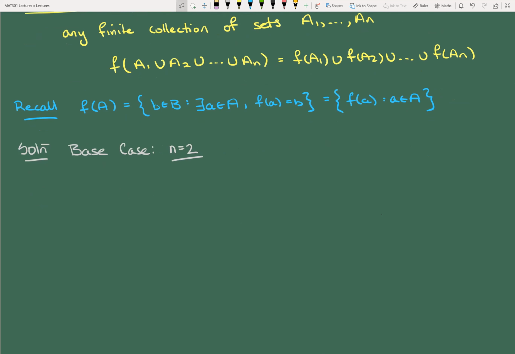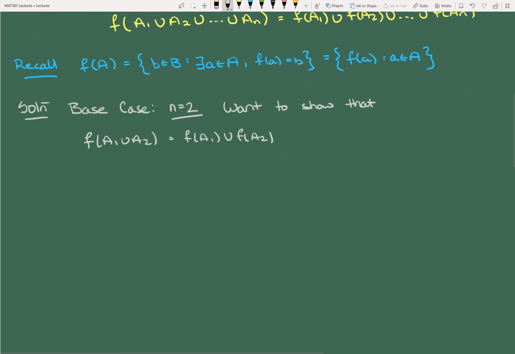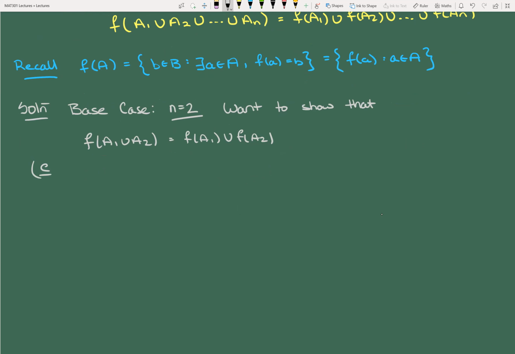So let's try it. So we want to show that f of a1 union a2, actually, let me put that on the next line, f of a1 union a2 is f of a1 union f of a2. Okay, and again, anytime you're doing proofs, write down what it is you want to show. It always helps to have it in front of you to remind you of what it is that you're doing. In order to do this, we're trying to show an equality of sets, so we're going to have to do a double subset inclusion. So let's start with this direction.